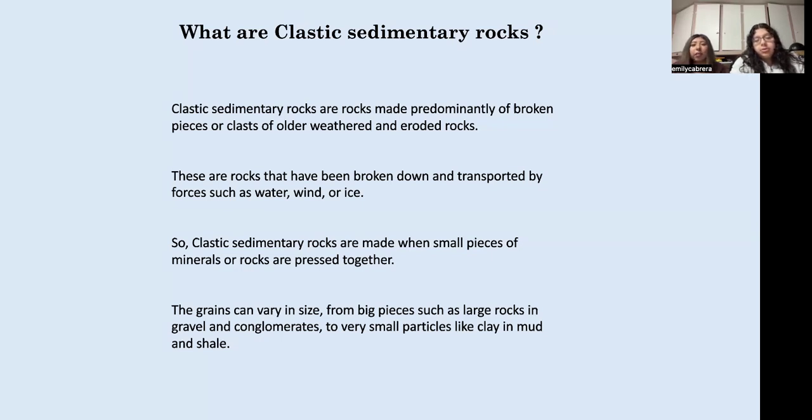So, clastic sedimentary rocks are essentially made when small pieces of minerals or rocks are pressed together. The grain can vary in size from pieces such as large rocks, gravel, and conglomerates to very small particles like clay, mud, and shells.